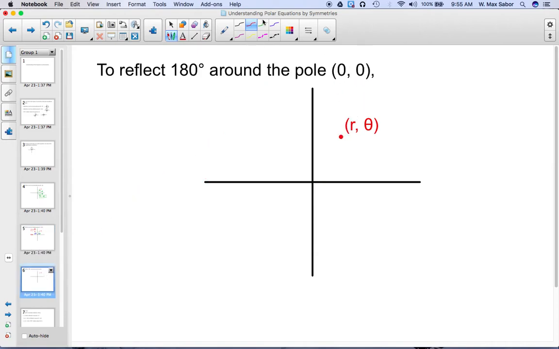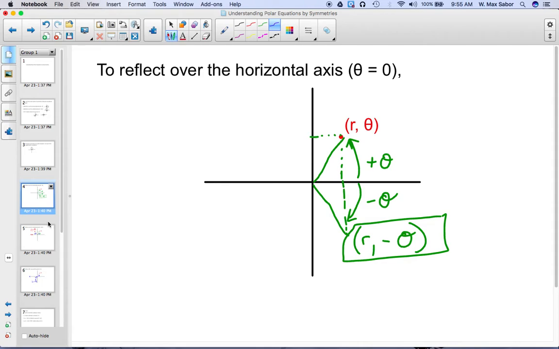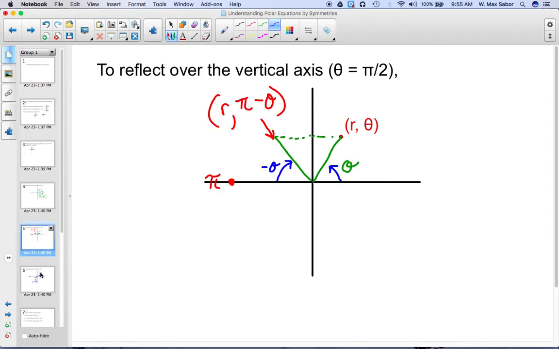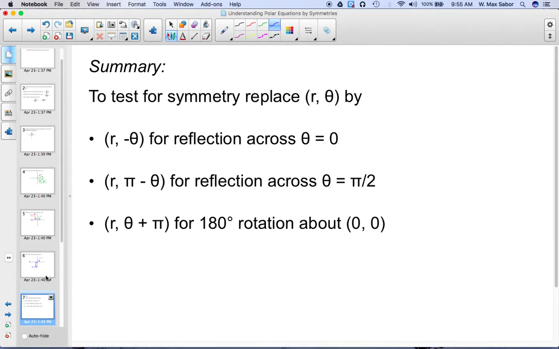To reflect about the pole, we're going to take this theta here, and continue on the other side. So that would be theta, and over here was pi. So this would be (r, pi plus theta). So far we have negative theta, pi minus theta, and pi plus theta as our three different ways that we can have symmetry. So to test for symmetry, you can replace (r, theta) with these things in order to determine which type of symmetry it has.